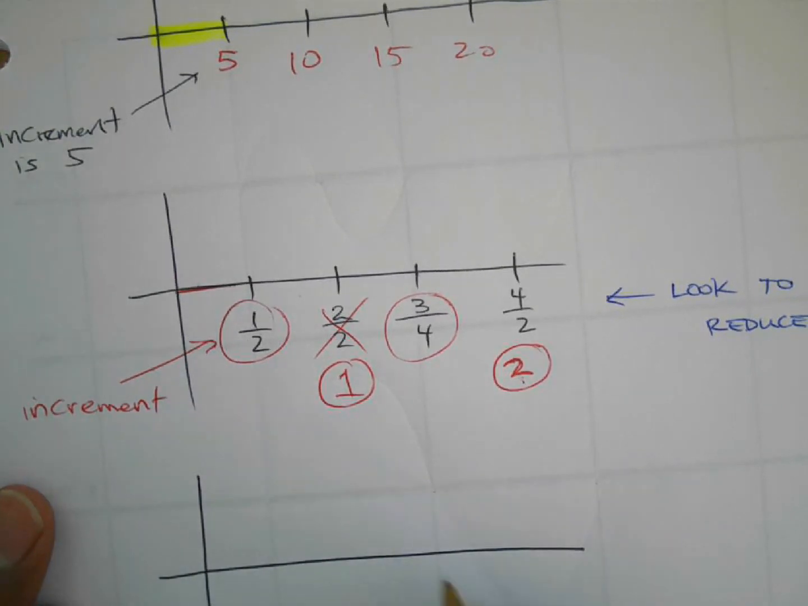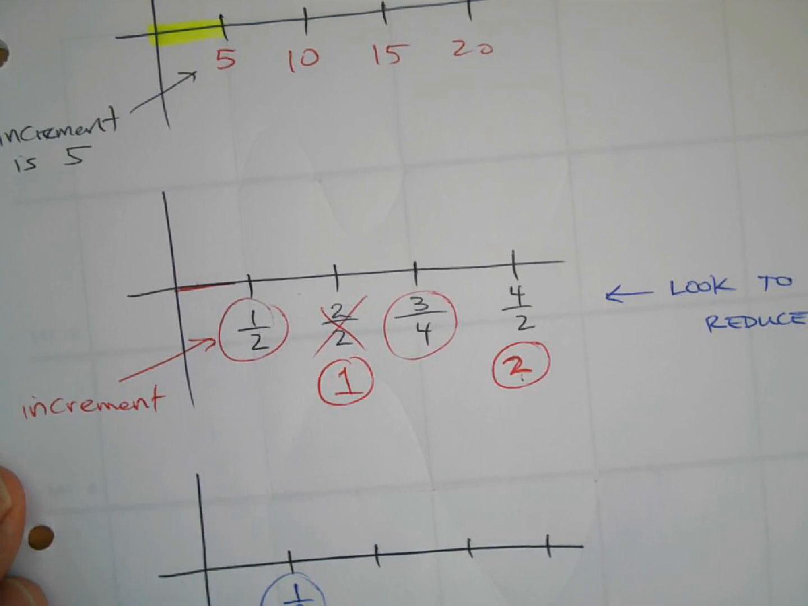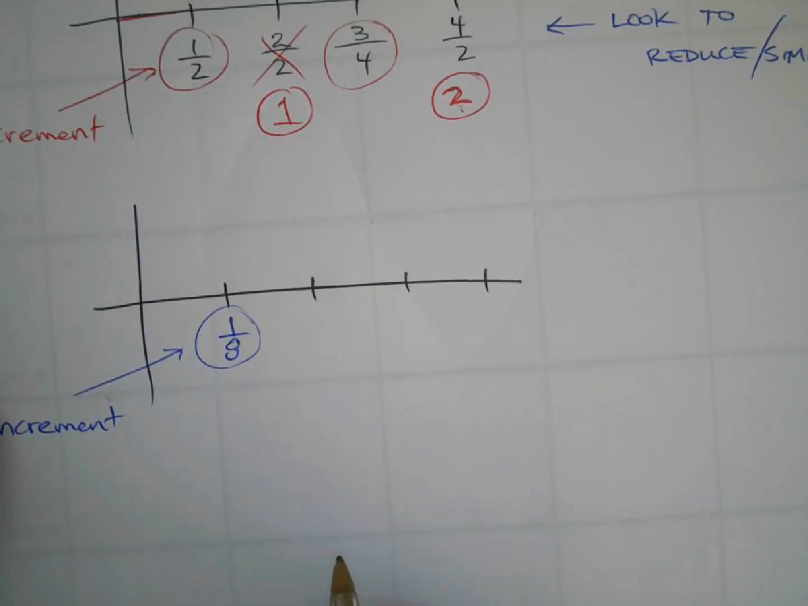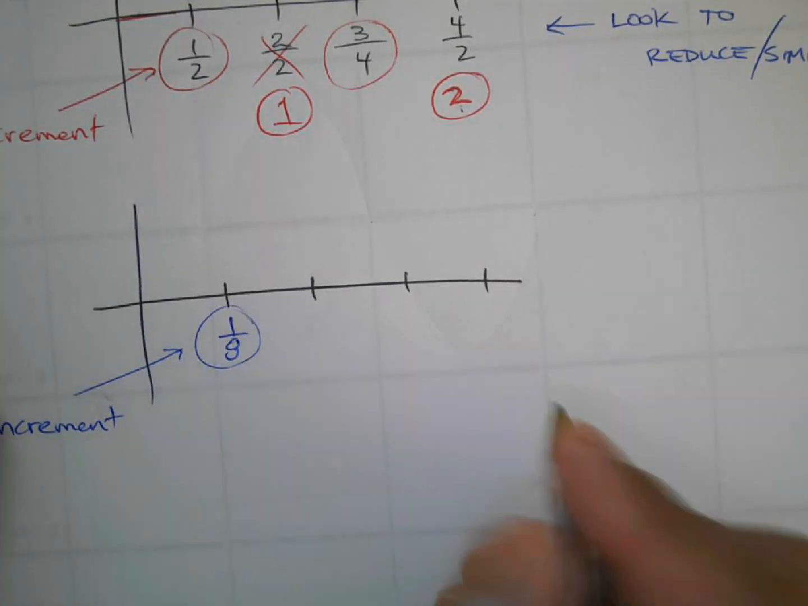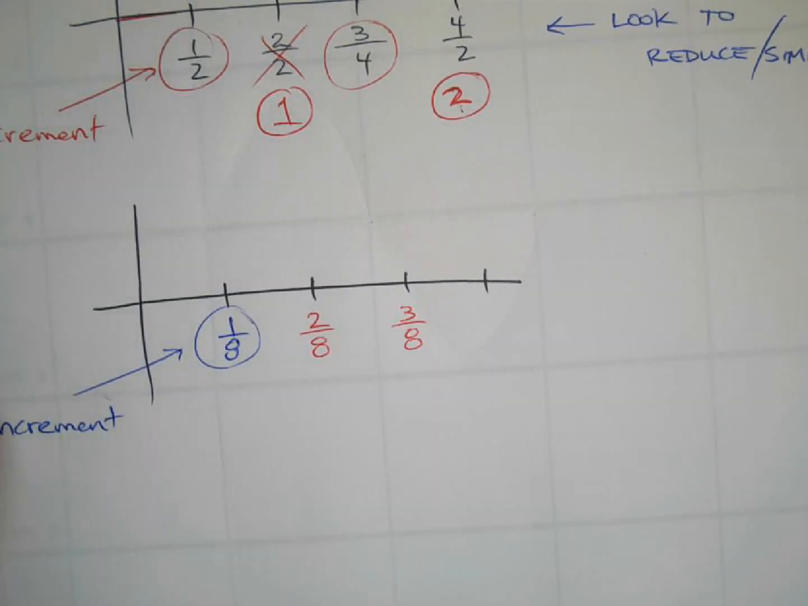Okay. What if now you have an increment of 1/8. My increment is 1/8. I'm counting by 1/8. Oops, sorry. 1/8. What will be these fractions? Well, that'll be 1/8. That'll be what? 2/8. That'll be 3/8. That'll be 4/8.